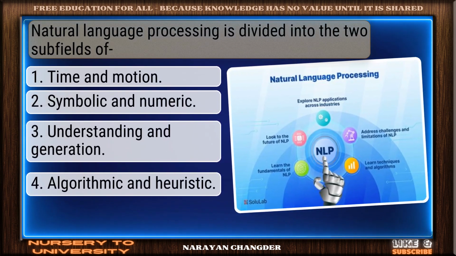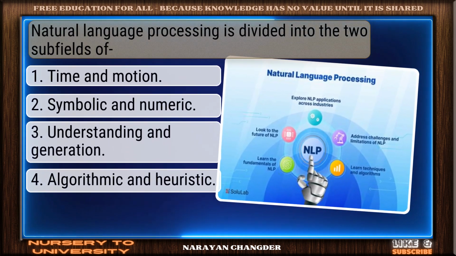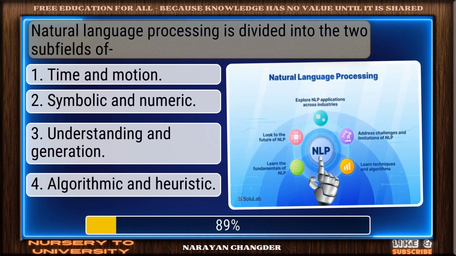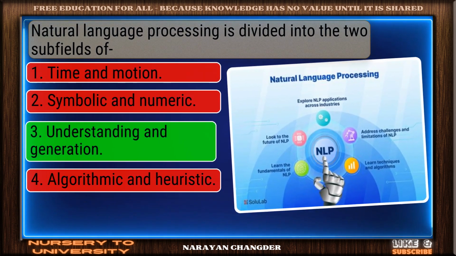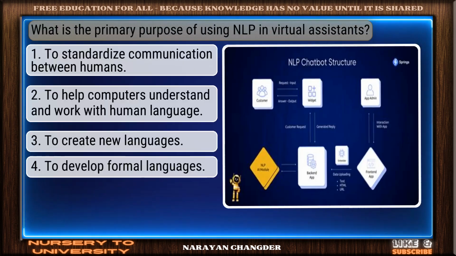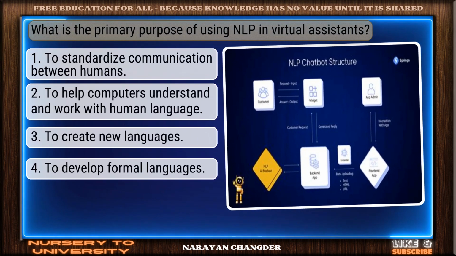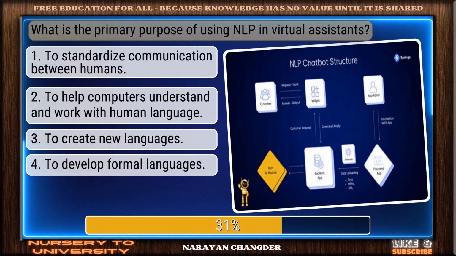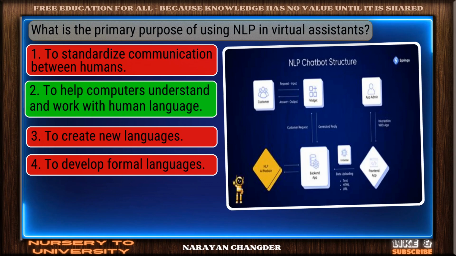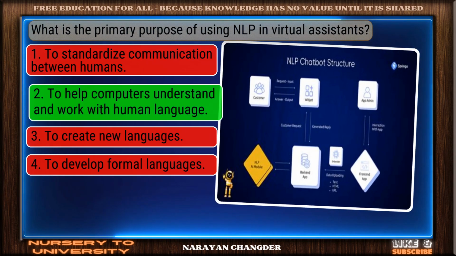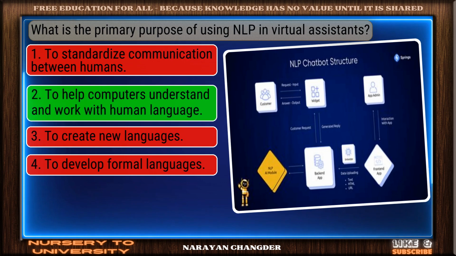Question number 20. Natural language processing is divided into the two subfields of. Great thinking. Understanding and generation is the right choice. Question number 21. What is the primary purpose of using NLP in virtual assistants? Bravo. To help computers understand and work with human language is the answer.